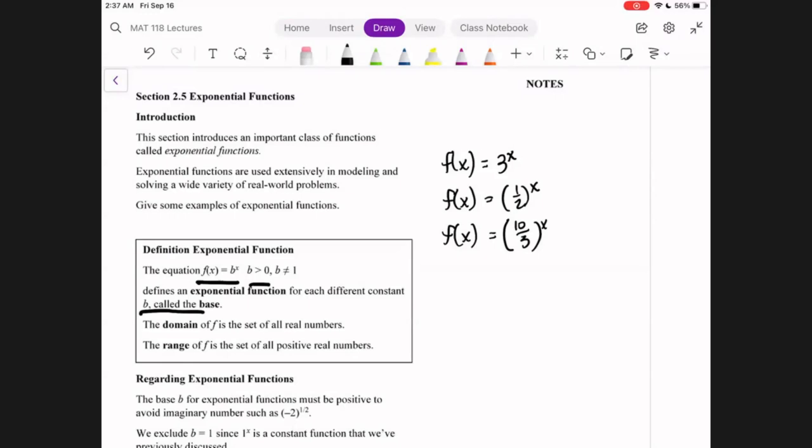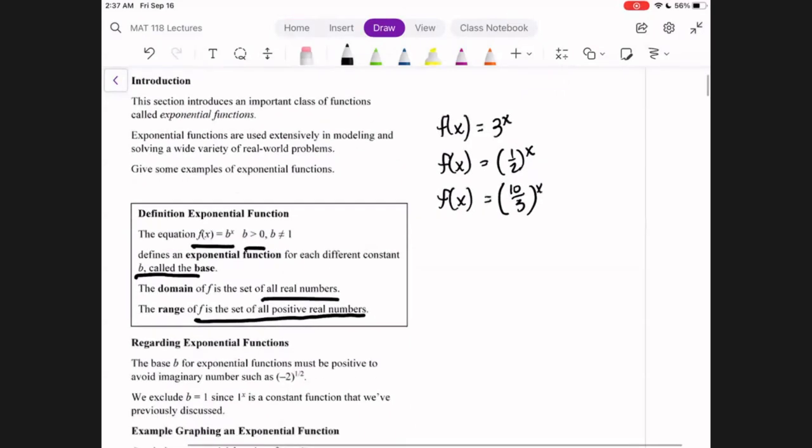And you want to think for any exponential function you have, domain is always all real numbers, and your range is all positive. Now remember, these could switch. If you somehow do some transformation, then they might be different. Okay.